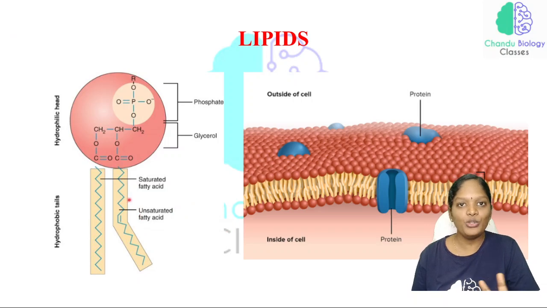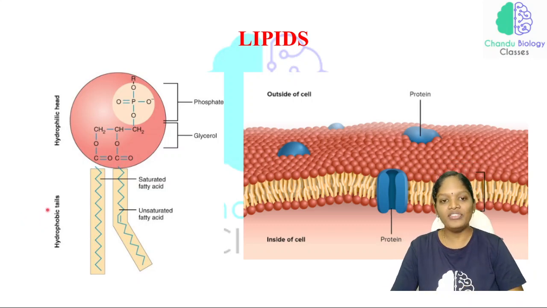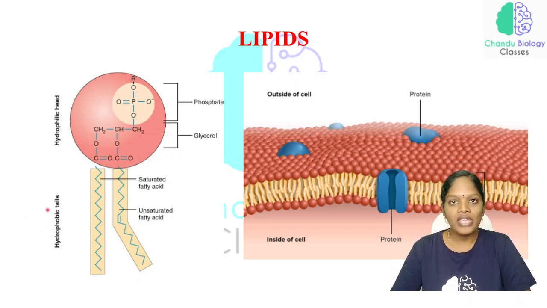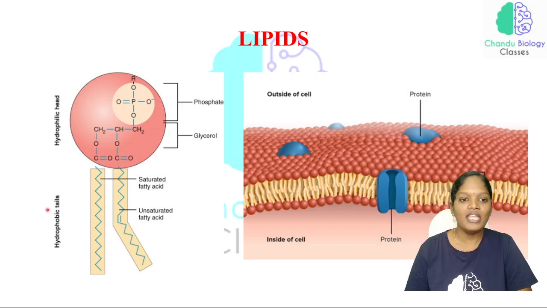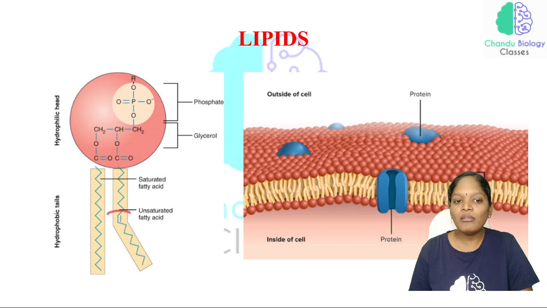See, we have two tails, and we call these hydrophobic tails. In the hydrophobic tails, definitely, there will be fatty acids, and we have two fatty acids, a saturated fatty acid and an unsaturated fatty acid. The saturated fatty acid chain will be very straight and the unsaturated fatty acid has a little bit of a kink-like or bend structure. Why this bend structure? Because of the double bond present in the fatty acid. This is the structure which maintains the fluidity.